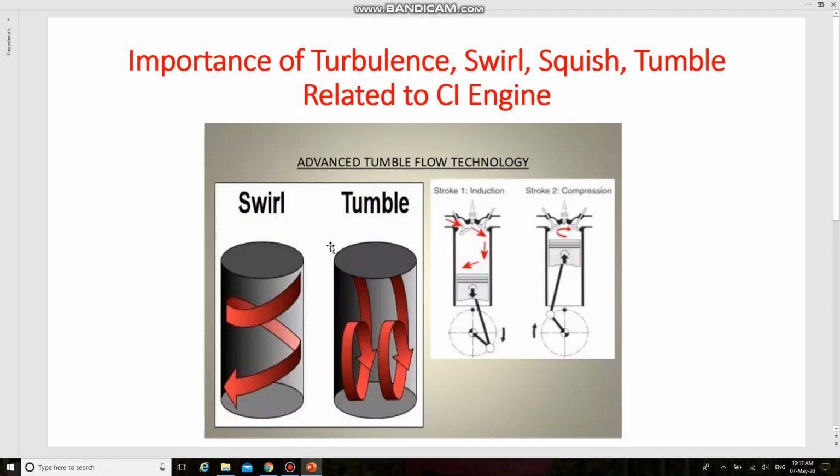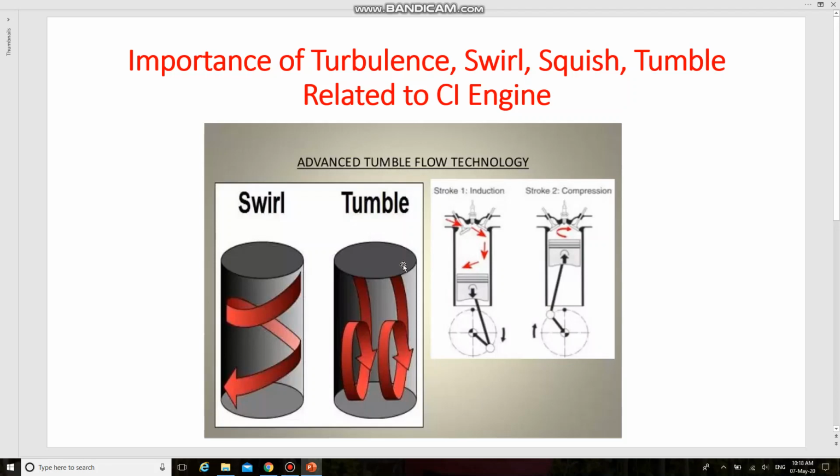Next we will see what is tumble. So this is the tumble. As the piston reaches close to the top dead center, the squish generates secondary motion about circumferential axis near the outer edges. So this motion is called tumble. So to achieve this, either the fuel is directed towards air or air is directed towards fuel.